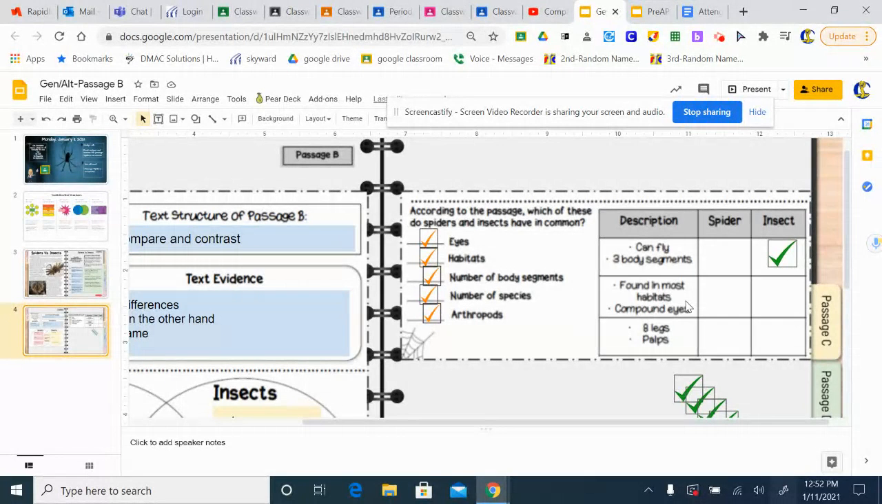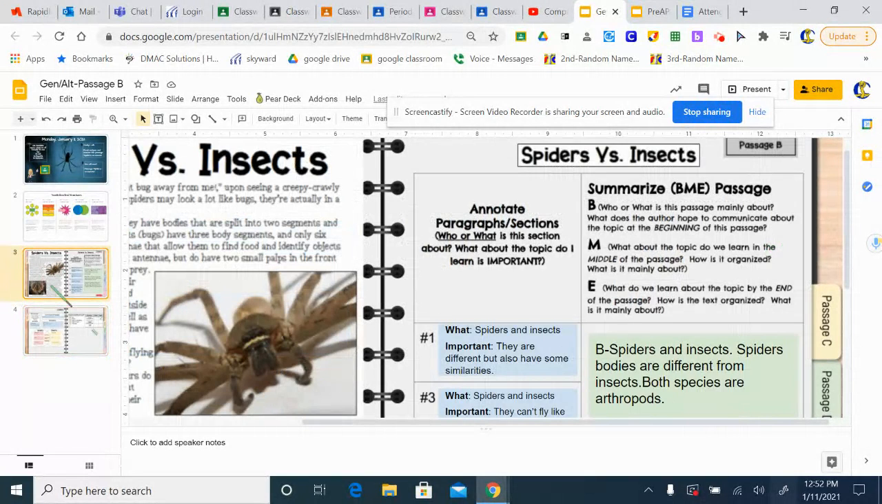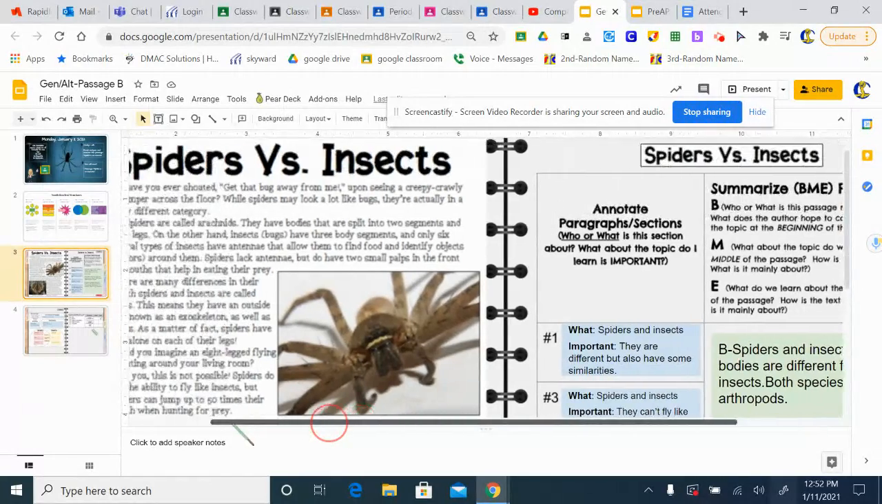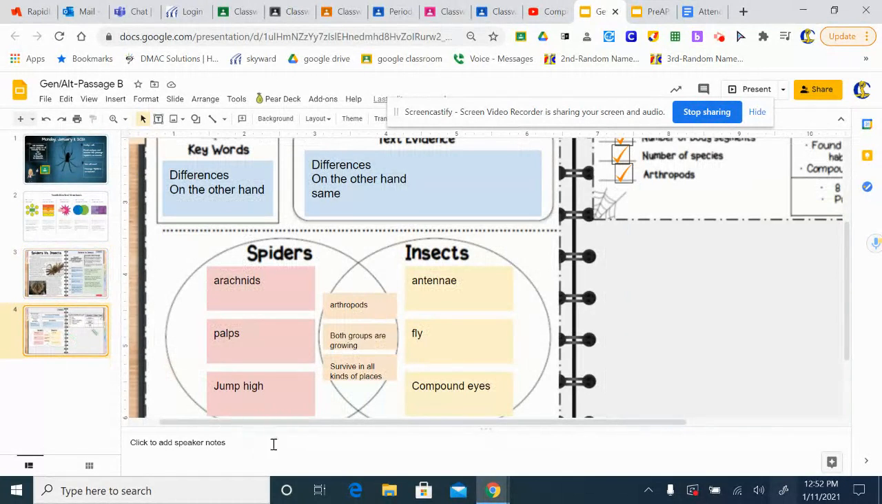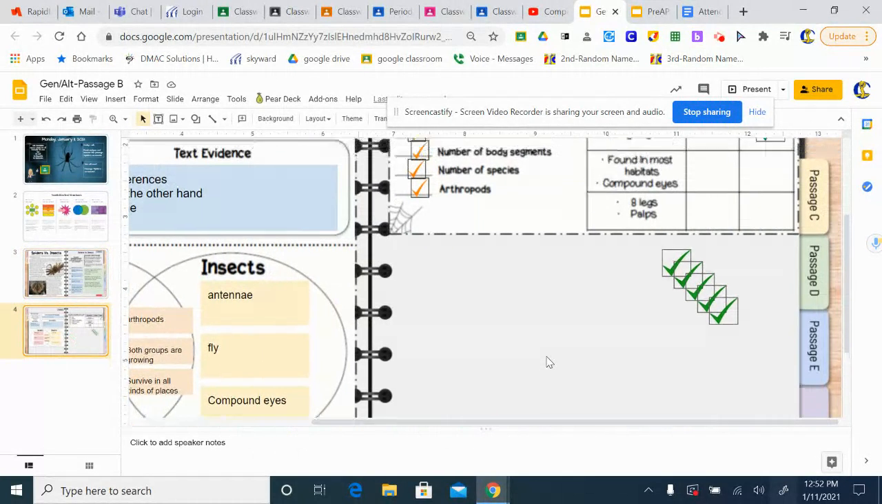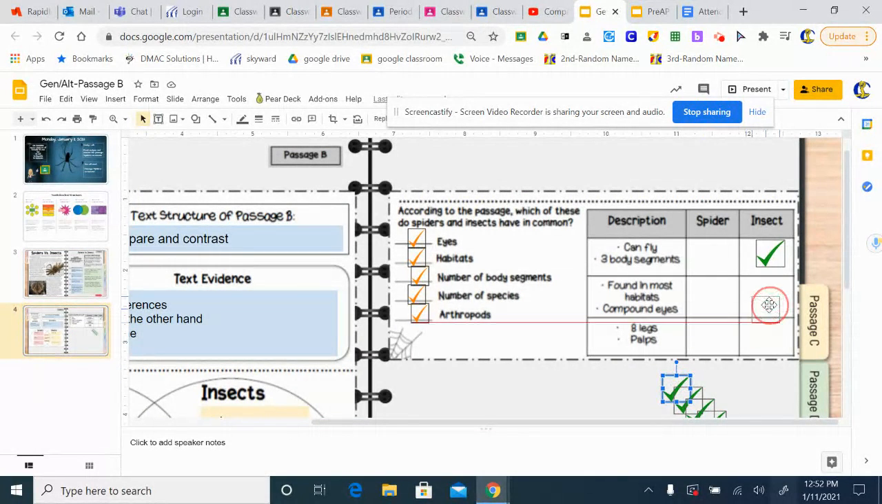Well, that could be either one. Look at the second one. Compound eyes. So which is the one that had compound eyes? Again, where did I talk about the eyes? Go back to the passage. Right here. Another important difference between the spiders and insects are their eyes. Insects have what are known as compound eyes. So who has the compound eyes? Insects. Okay, so you go back here, and the check mark should belong to insects.